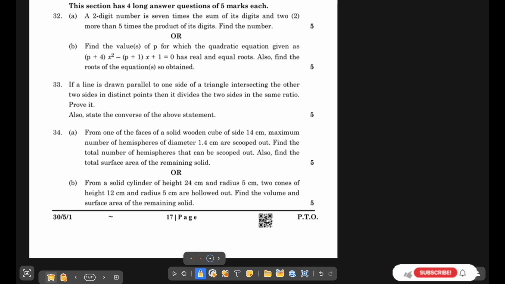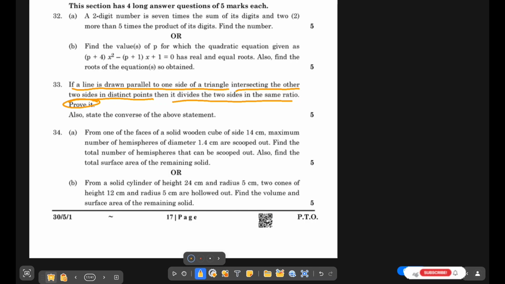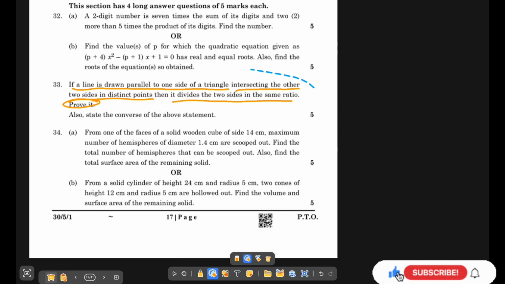Next, question 33. What is the 33rd question? If a line is drawn parallel to one side of a triangle intersecting the other two sides in distinct points, then it divides the two sides in the same ratio. Prove it. So it is the basic proportionality theorem, Thales theorem. So if a line is drawn parallel to one side of a triangle, we have to prove that that line divides the other two sides in the same ratio.